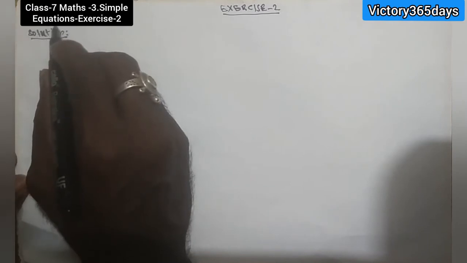We will go to the next problem. The second one: y minus 12 equal to -5. Here, without transposing, how do we solve it? How do we find the y value? Which number do we take to find the y value?